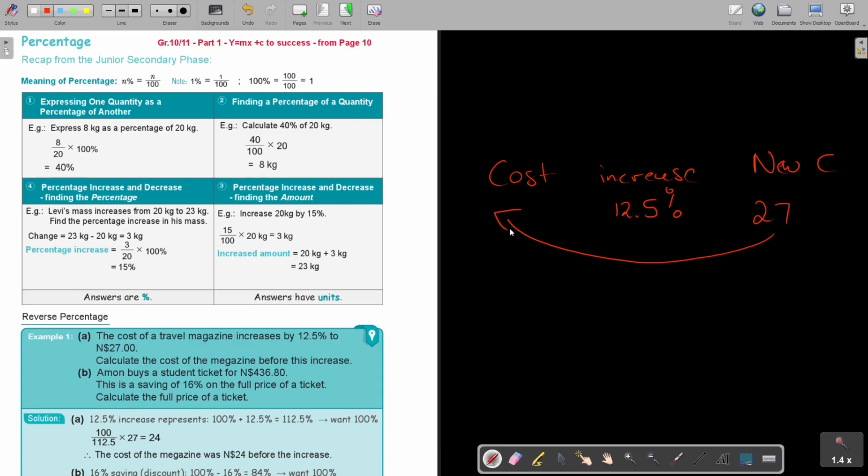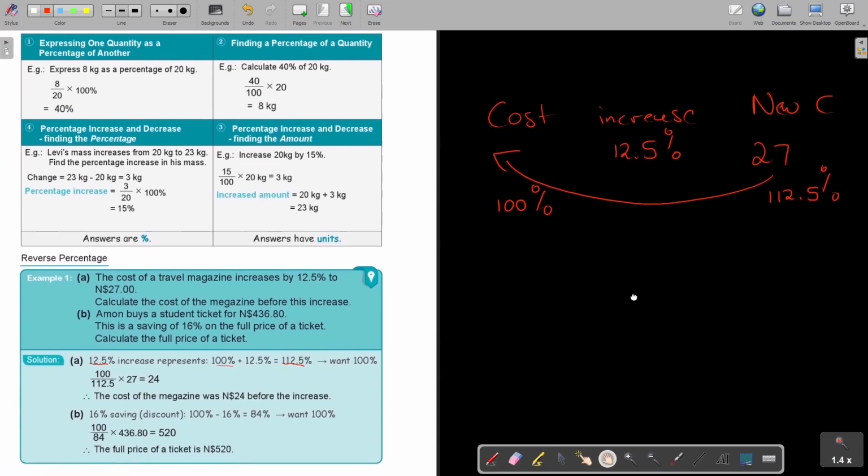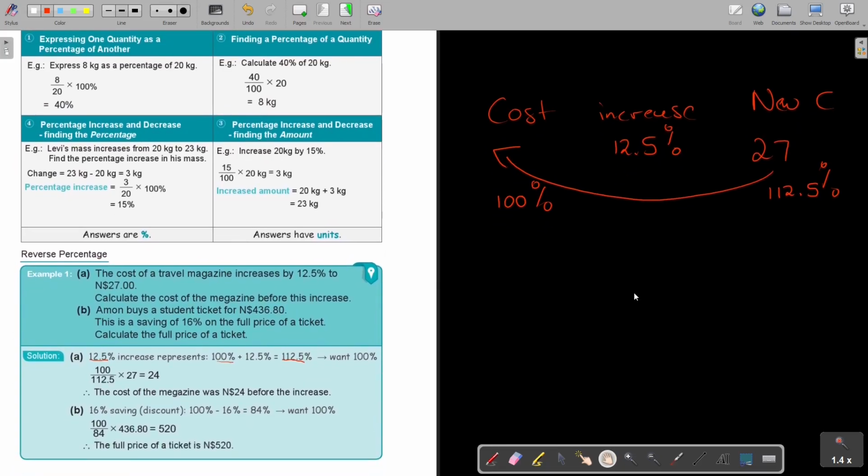But let me show you. So you take the 12.5, then you add it to the 100, and that's 112.5. So this is representing 112.5%, but you want 100%. Okay, so the one that I want, I always put on top. So I'm basically going to say 100 over 112.5. I want 100. I want the full before the increase. And then I multiply it with the 27, the cost.